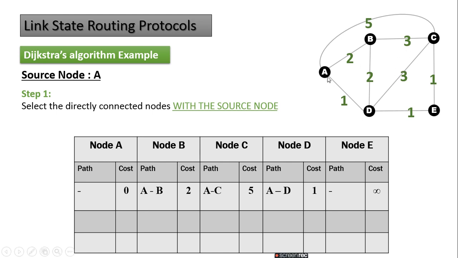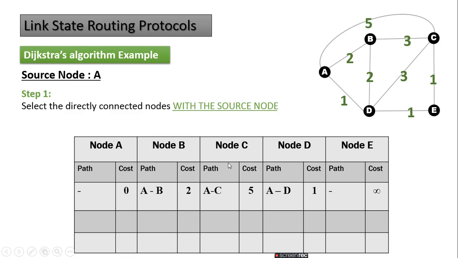Let's go to node B. Now in this diagram, B is directly connected to A. So our step is to select the directly connected nodes. So B is directly connected. You can see AB is the path which is given right here, and the cost between AB is 2.